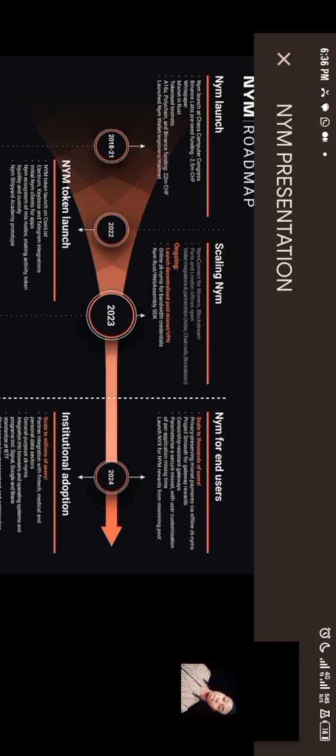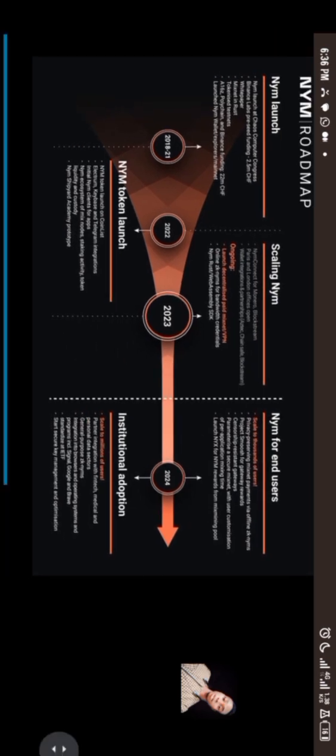2018 to 2021. So the Nym token was launched in the year 2022. The Nym token launched in CoinList and other things. Scaling Nym started in the year 2023, and even the Shipyard Academy, which will happen in October of this year. So you see, all those things are what is being planned for this very year.